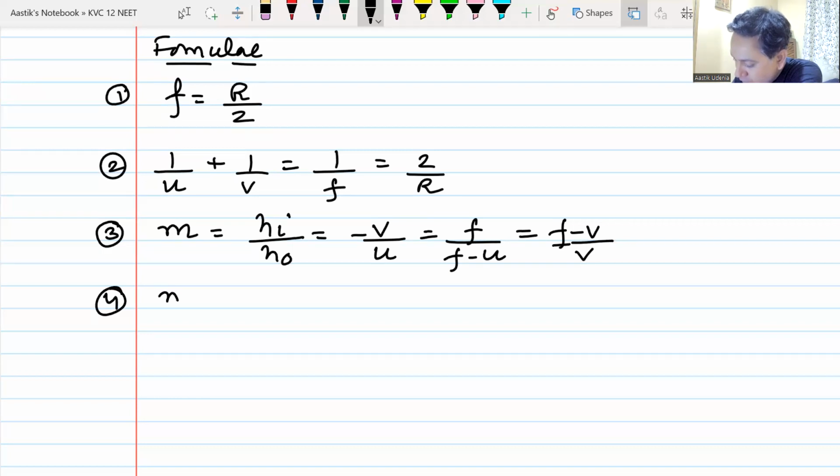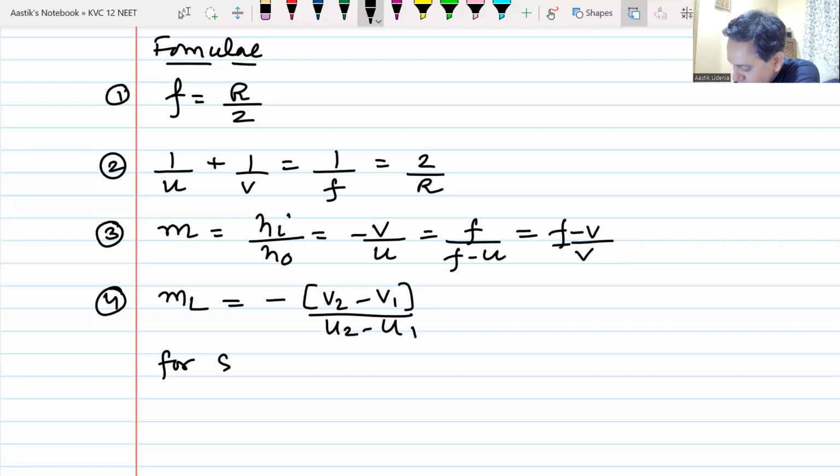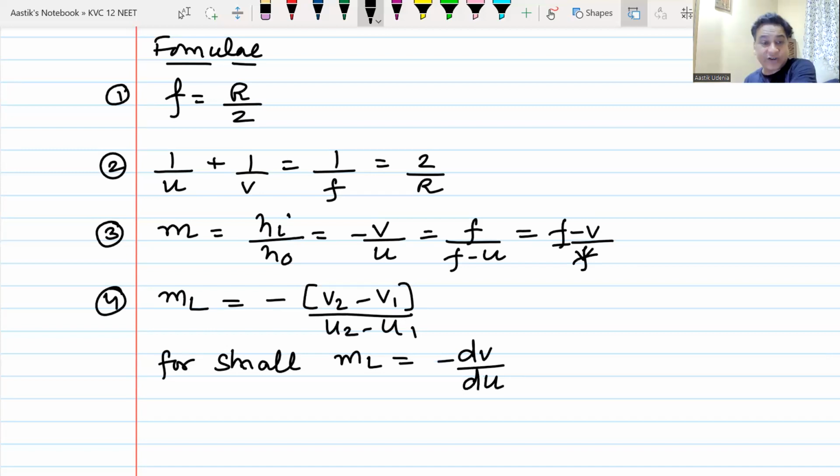Formula number 4, longitudinal magnification. You would hardly need it, but you can remember it: minus of (v2 minus v1) divided by (u2 minus u1) for small objects. Sir, in the third formula, it is f minus v divided by f. Oh, sorry, genuine mistake. For a smaller object, it is minus dv by du, which equals (v/u) whole square, and that is nothing but m square. That means you are paying attention to what I'm writing, and that is great, my dear friends.